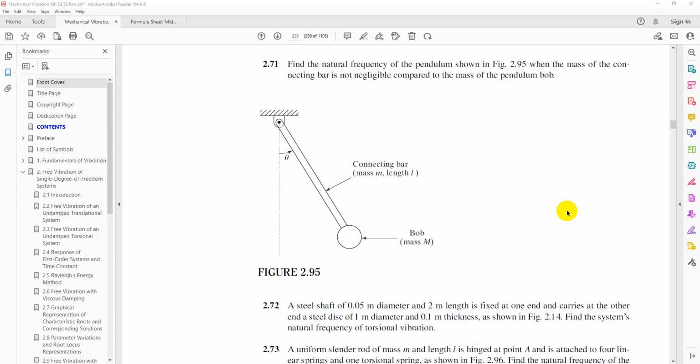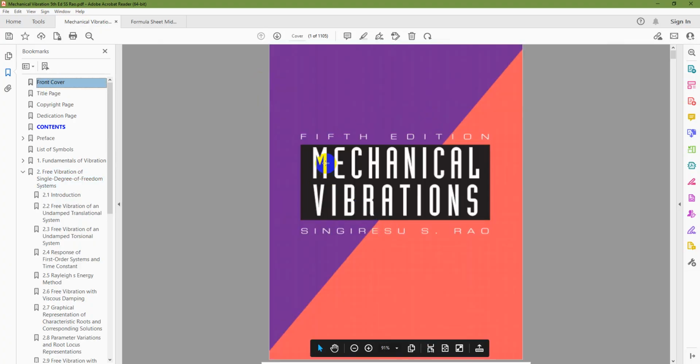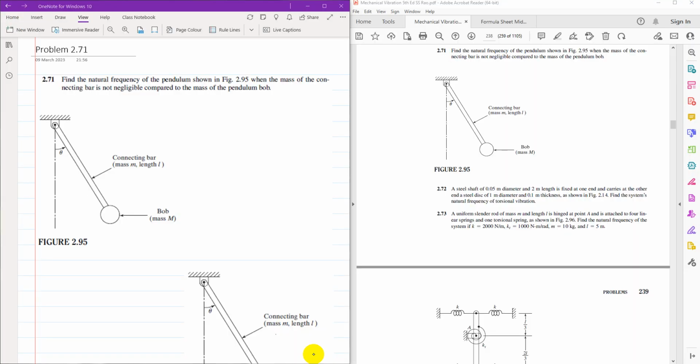This video tutorial is the solution of problem 2.71 from chapter 2, free vibration of single degree of freedom system, from the book Mechanical Vibration by S.S. Rao, 5th edition. The statement of the problem is: find the natural frequency of the pendulum shown in figure 2.95 when the mass of the connecting bar is not negligible compared to the mass of the pendulum bob.